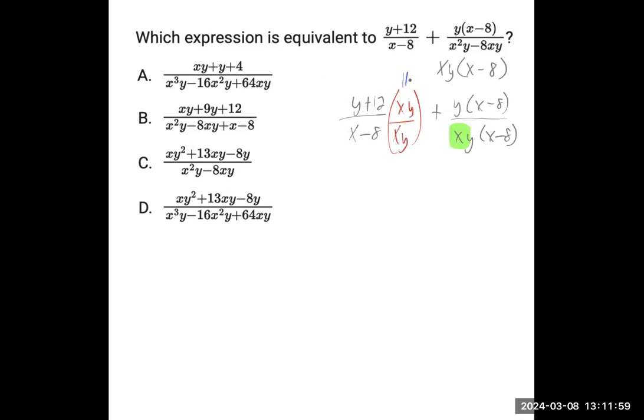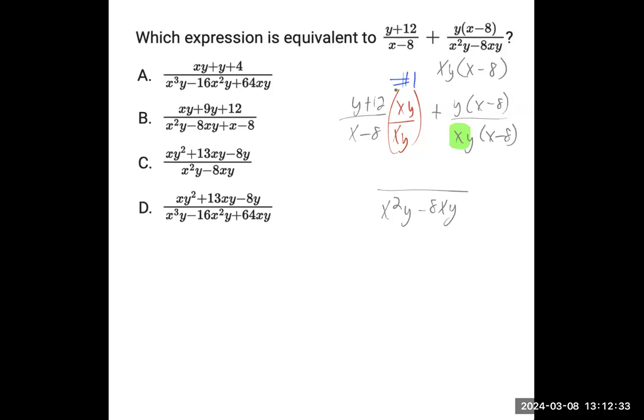Now that is the number 1 because it's got the same thing on the top and the bottom. And you can multiply anything you want by the number 1, and it doesn't really change the value of it, but it gives us something that we can now combine. In the denominator, we can just imagine having xy times (x minus 8), and that gives us the original thing we started with, which was the x squared y minus 8xy. And in the numerator, we've got xy times (y plus 12).